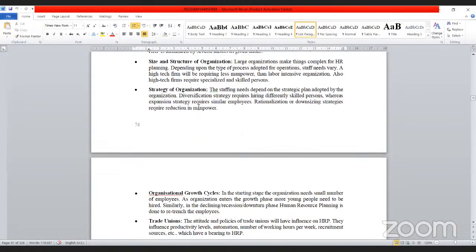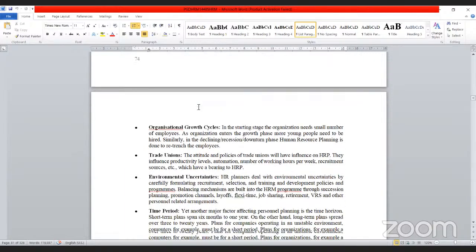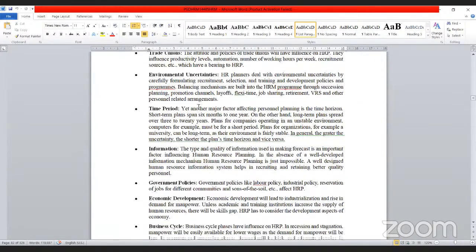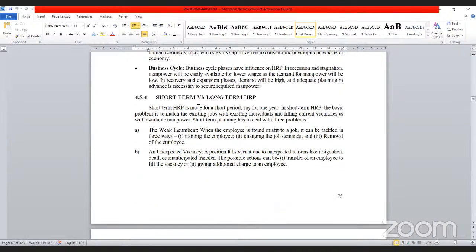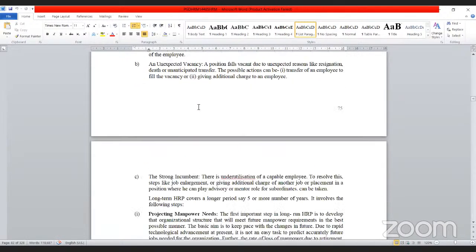What are the factors that affect HRP? There are various factors like trade union, strategy of the organization, and size and structure of the organization, which can vary, and also labor incentives, time period, information, economic development, and business cycles.